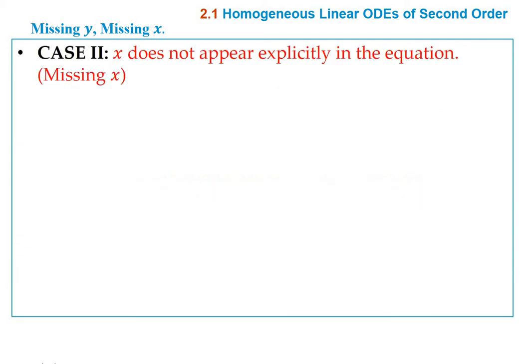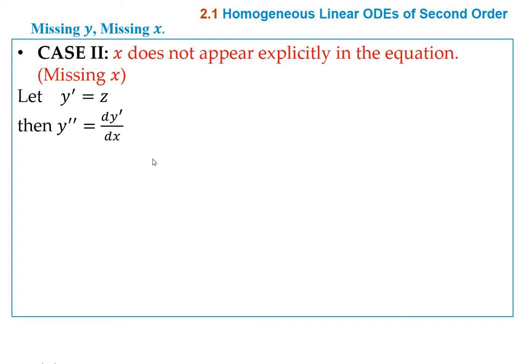Now, let's just take the second case. Case number 2, when x does not appear explicitly in the equation, I do have missing x. Now, I'm going to use the same substitution. Let y prime equal z. Right now, I'm going to take y double prime. Basically, I'm going to take it as the derivative of the first derivative, which means take the first derivative, derive it in terms of x. But I have a problem right now. Since my original equation is missing x, I will try to avoid introducing x in my equation.